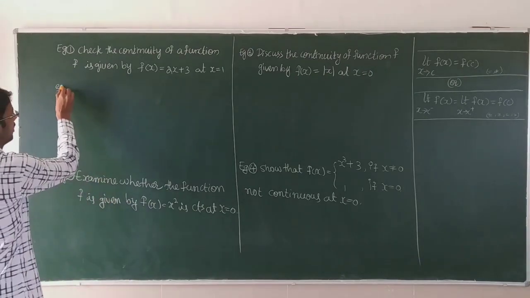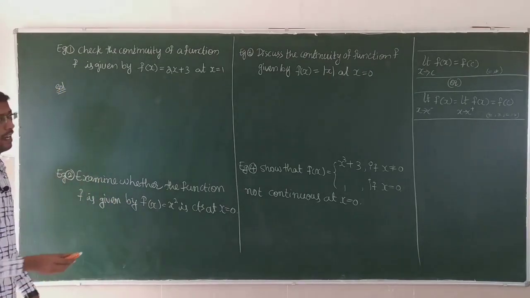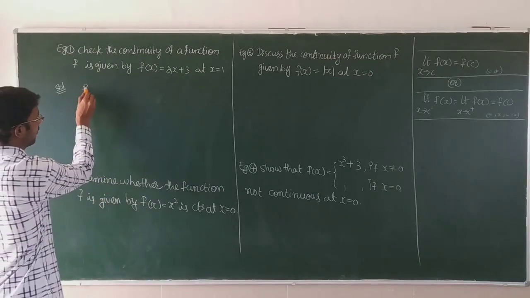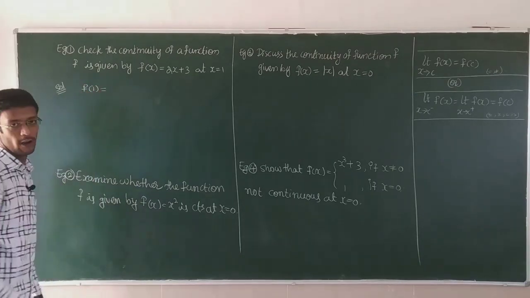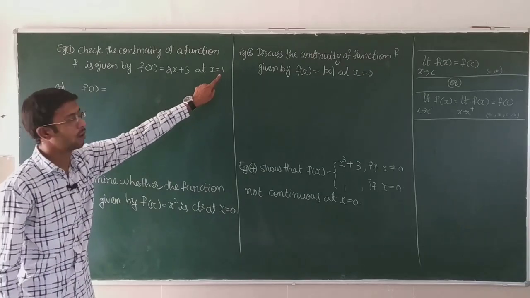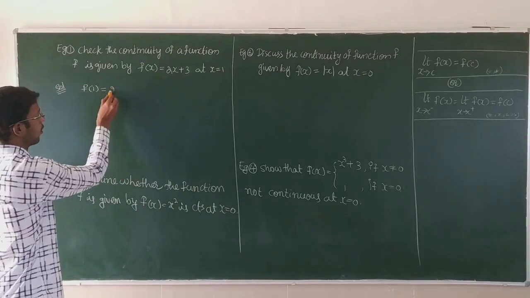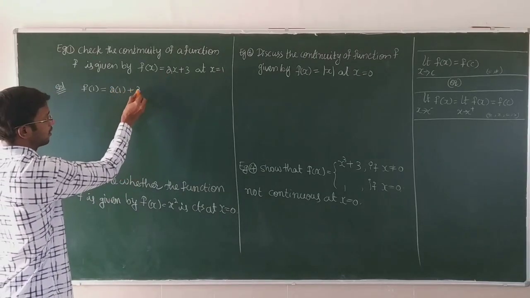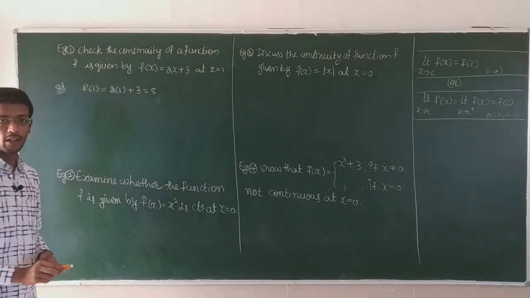Here, only a single function is there. Directly I'll find f of 1 first. X is equal to 1. So f of 1 is equal to 2 into 1 plus 3. That is equal to 5.